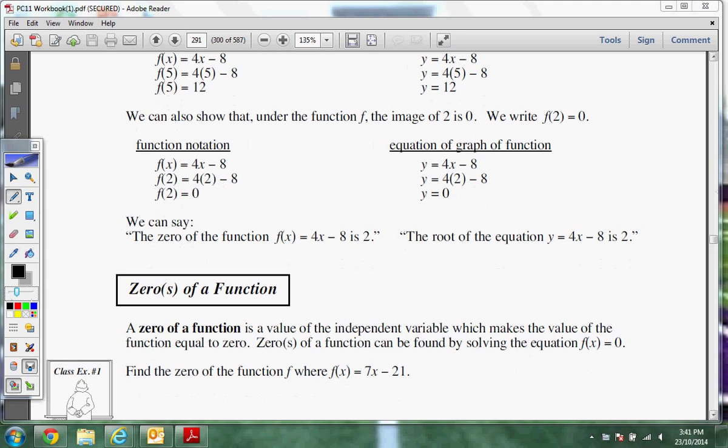Okay, and then here's some more just about the function notation. So again, they're just plugging f of 2 in. They got 0. It's the same thing.